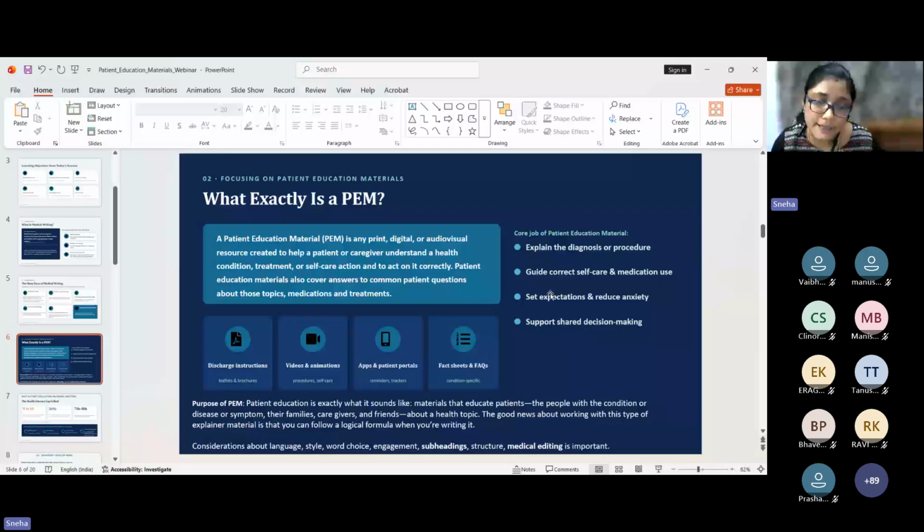Now, what is the purpose of a patient education material? Why is this required when we have different other articles?